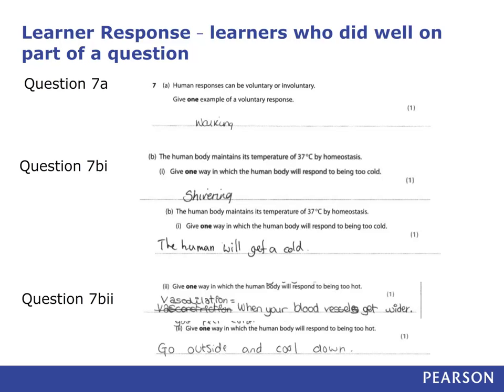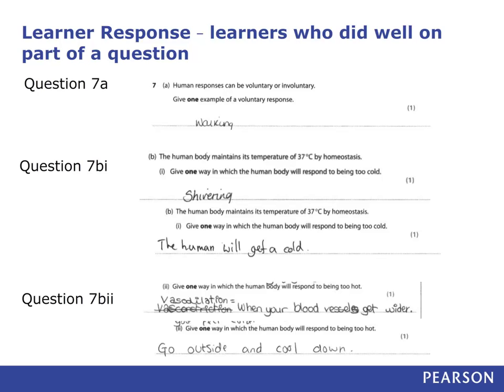Section C of the paper tested the biology part of the specification. Question 7a was generally well attempted by learners, with many being able to give a correct example of a voluntary response and ways in which the human body responds to changes in temperature. The majority of learners were able to give a correct response of the human body to being cold. The majority of learners either correctly stated that the body would shiver or that goosebumps would appear.